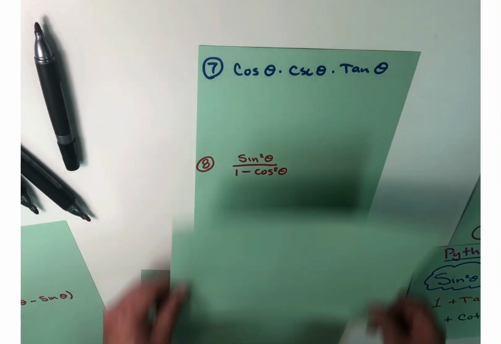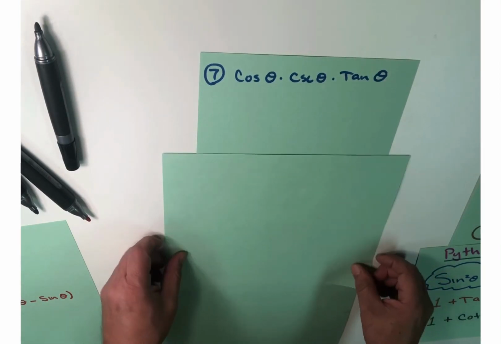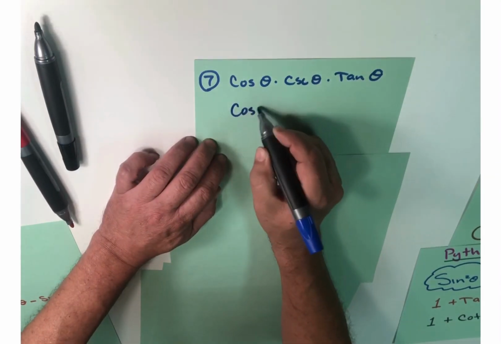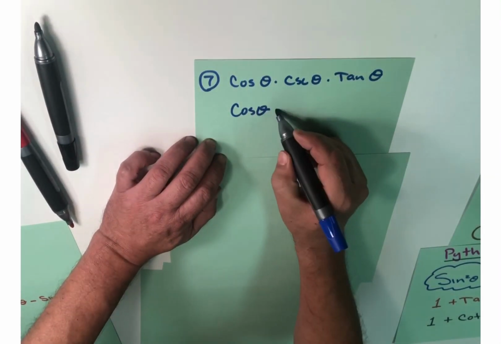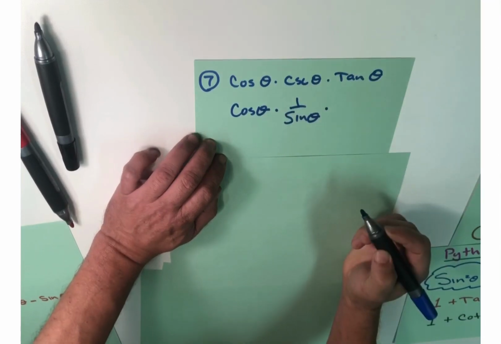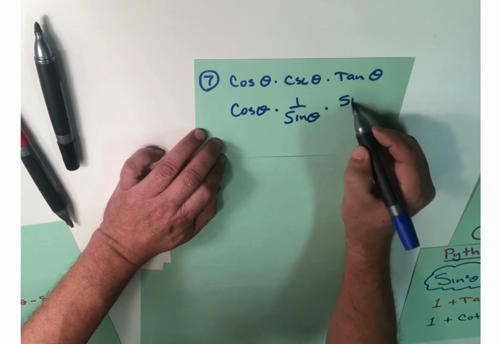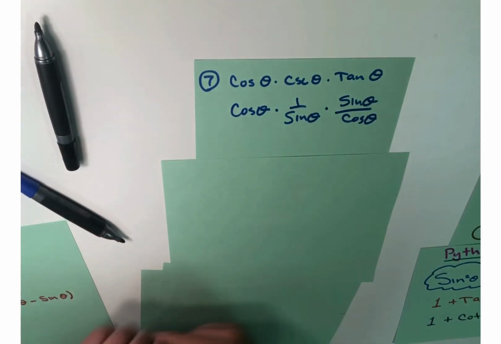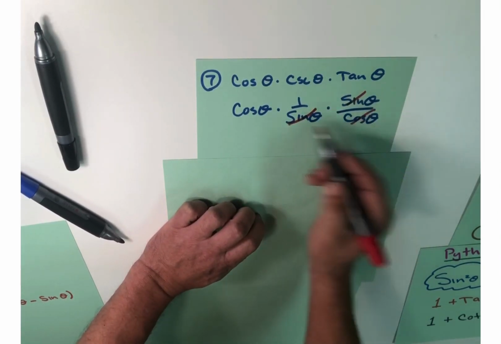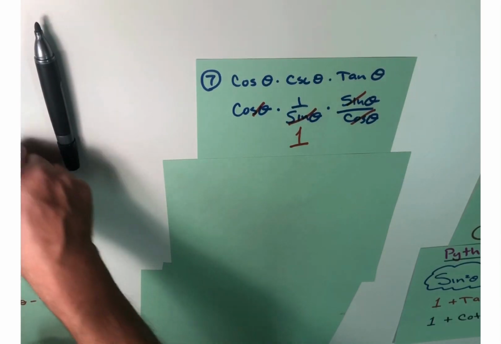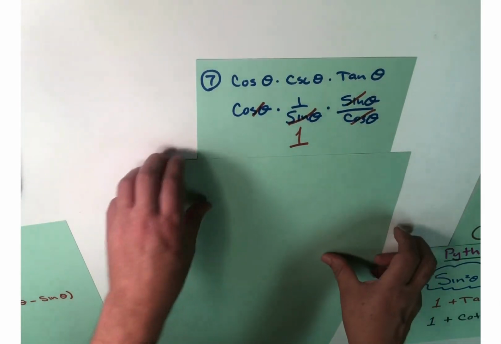Number 7. Well, let's see. Now I've got 3 of these. Which one can I change? Well, I'm going to leave the cosine theta alone. So cosine theta stays. But I'm going to change cosecant into 1 over the sine of theta. And I'm going to change the tangent into sine of theta over the cosine of theta. Okay, cancel the sines, cancel the cosines, and of course, when everything cancels, the answer is simply 1.